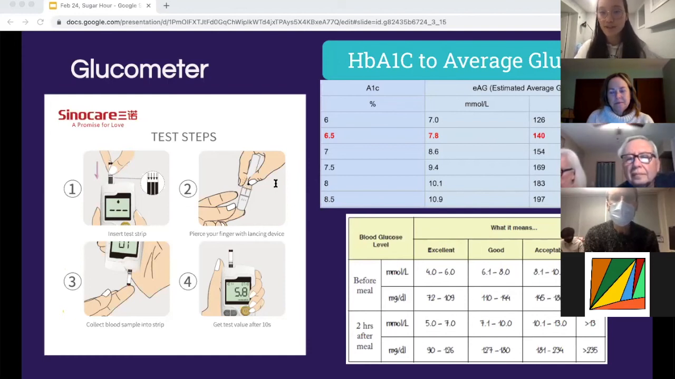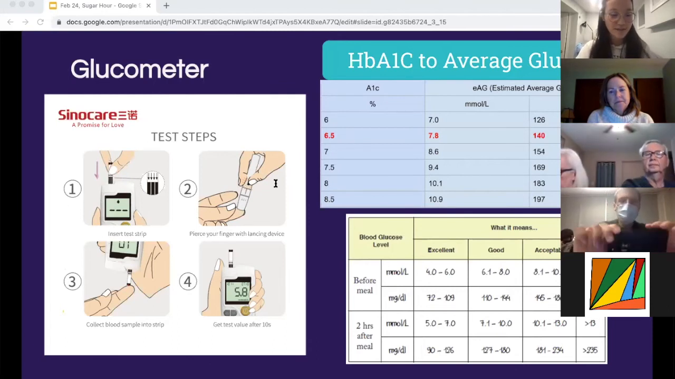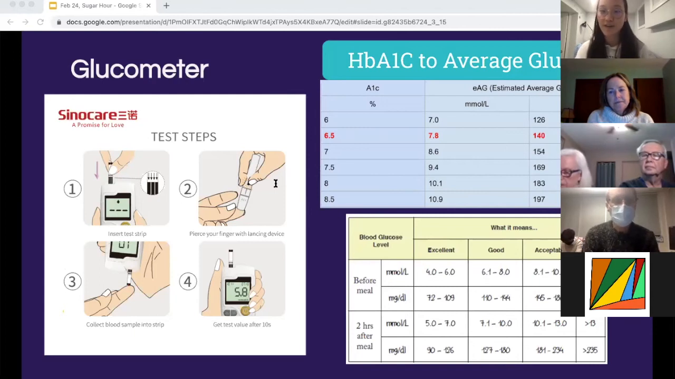The first that I want to talk about is that the units that you get on your lab results, your A1C, are different from what you get on your glucometer machine. If you look at the table on the top right, you'll see that an A1C value of around 6.5 is actually the same as 7.8 millimoles per liter. So it's two different units. Getting a 6.5 on your lab results does not mean that you'll get the same value at home.